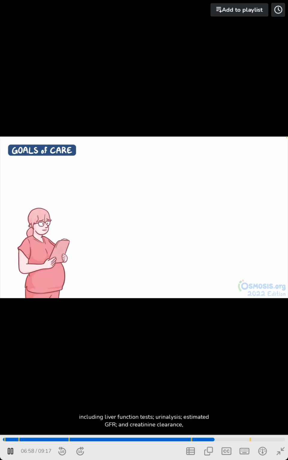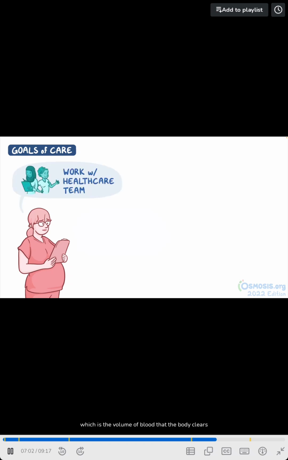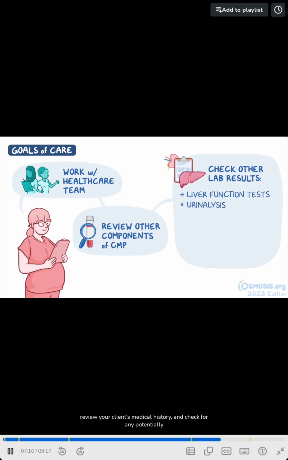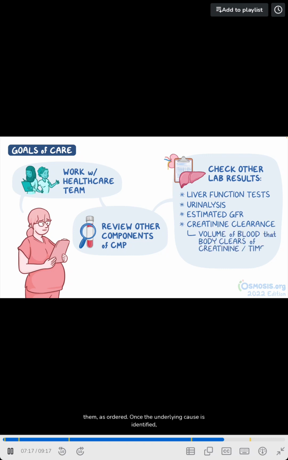Now, if your client has an altered BUN or creatinine, work with the healthcare team to identify the underlying cause. Review the other components of the CMP, and check other laboratory test results, including liver function tests, urinalysis, estimated GFR, and creatinine clearance, which is the volume of blood that the body clears of creatinine per unit time.